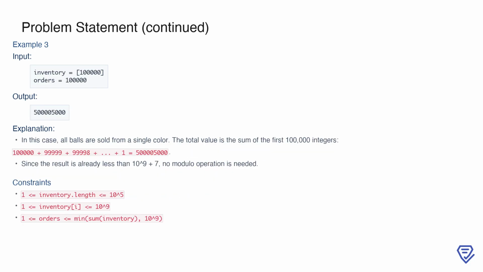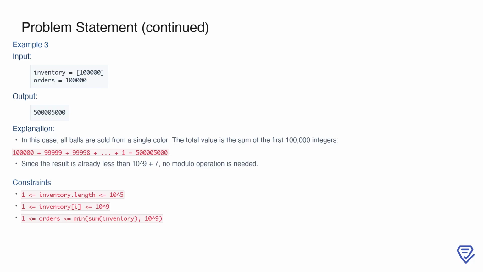In a larger scale scenario, consider an inventory with a single color containing 100,000 balls and a customer who wants all 100,000 of them. The output is 500,005,000. This is calculated as the sum of the first 100,000 integers, starting from 100,000 down to 1. The formula for this sum is n * (n + 1) / 2, where n is the number of balls, giving us 100,000 * 100,001 / 2, which equals 500,005,000. Since this value is already less than 10 to the power of 9 plus 7, no modulo operation is needed.